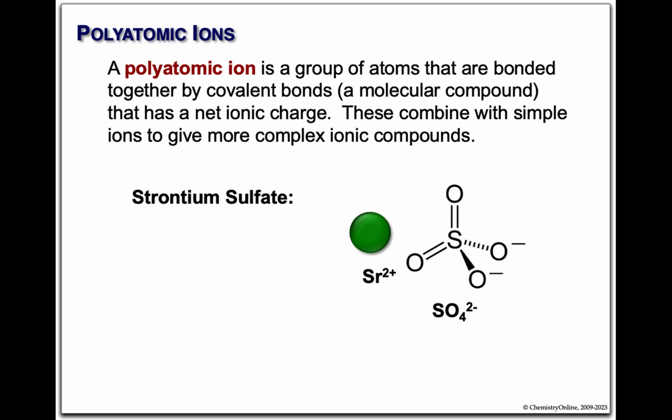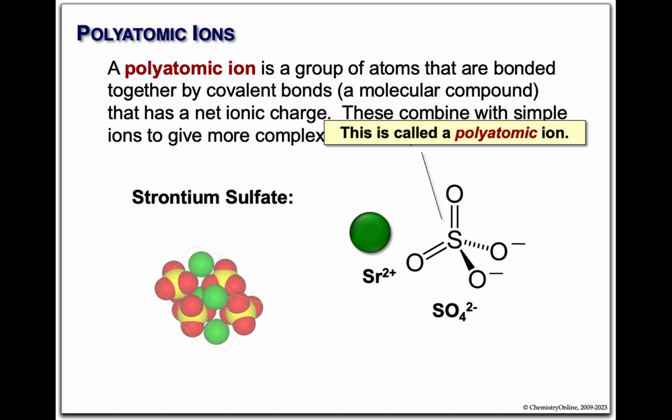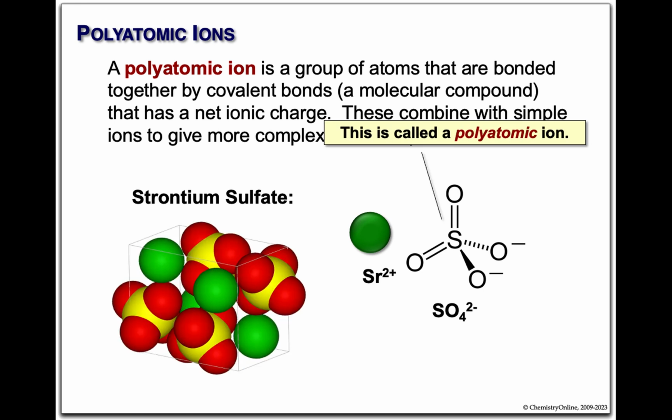Here's our sulfur in the middle. How many electrons around it? 2, 4, 6, 8, 10, 12. And here are 2 negative oxygens. These simply stick together. Think of it as a little ball and a big ball stuck together. This is a unit.